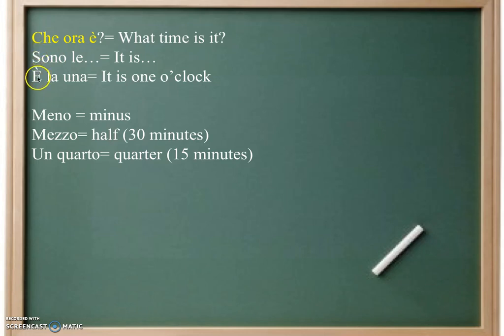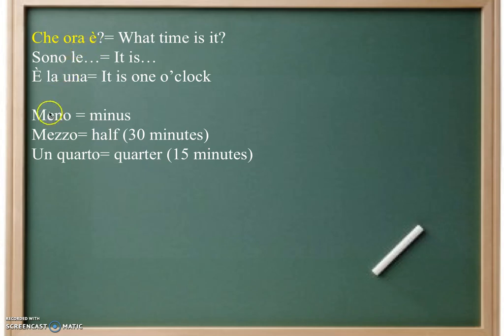Another response to that question could be è la una. È la una means it is 1 o'clock. Now we only use è when we are talking about 1 o'clock. Every other hour, we're going to use sono. So sono le due, it is 2. Sono le dodici, it is 12. Once we get to 1, we use è la una, and then we go back to sono le. Okay, so these are the two possible answers to this one question.